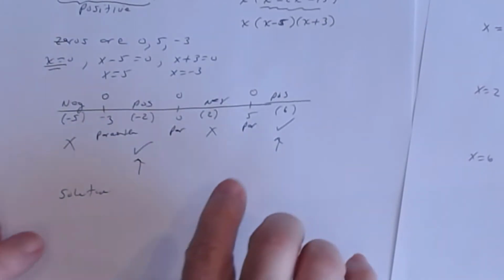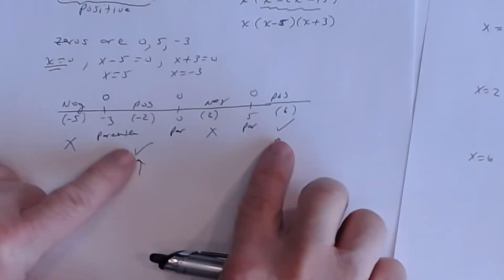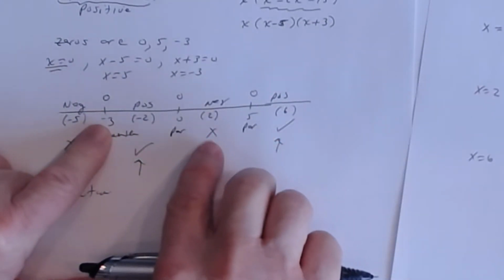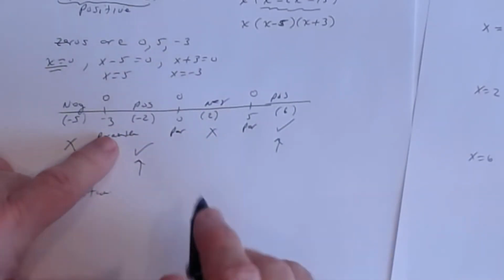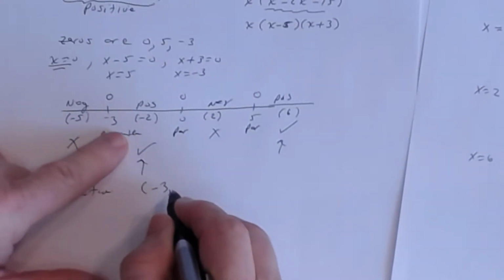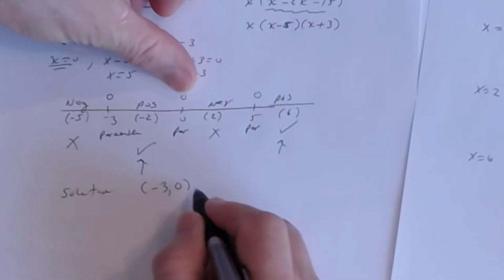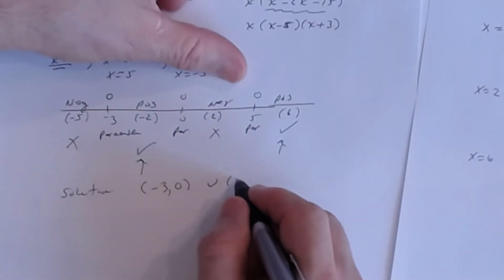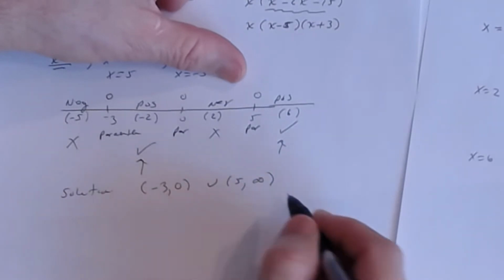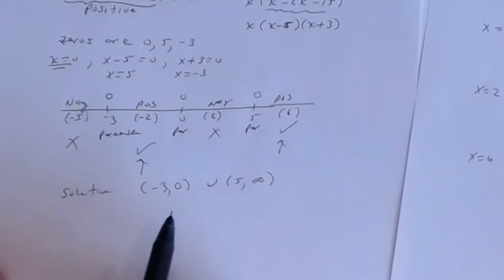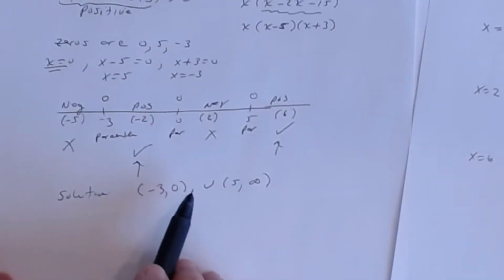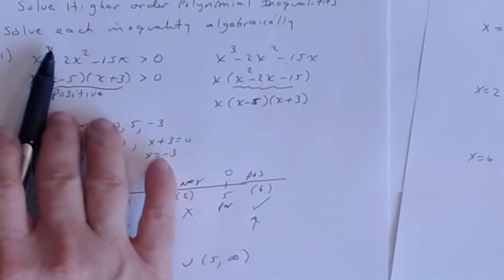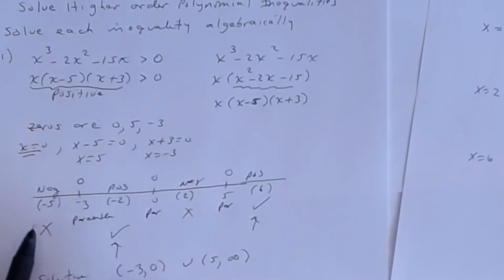Okay, so therefore the easy part now is to determine the solution. Your solution will be those two intervals right here that I have checked off. And notice there's no equal sign, so that's why we put parentheses here. So you're going to say negative 3 to 0, parentheses, union, make sure you use a union symbol, and then 5 to infinity. And that's it. Any real number that's in one of those intervals will be a solution to the original problem. Okay, so that was number 1.